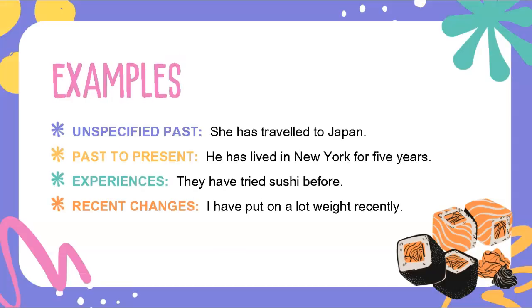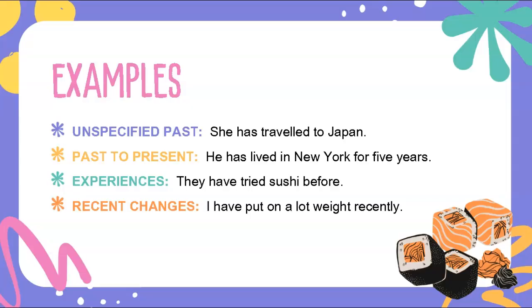And so we said that we use the present perfect tense for unspecified past, and so we say she has traveled to Japan, but exactly we don't know when she traveled to Japan. You're not given any specification about the past time or past date. We don't know the day, we don't have the time, and so for that reason we say she has traveled to Japan.